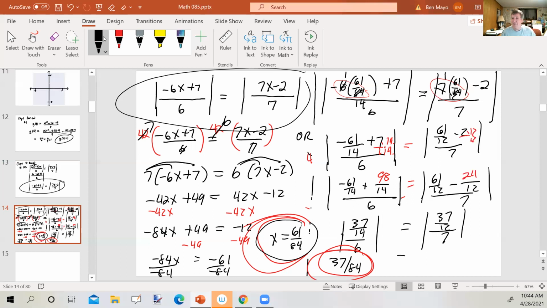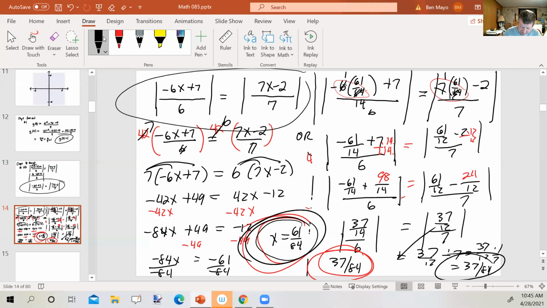Oh, that was awful, wasn't it? But it checks. Okay, so there was only one solution. The other equation that was produced didn't lead anywhere. So the only solution would be 61 over 84. This 37 over 84 wasn't the solution. That was what we got when we put it in. We got that answer on both sides.